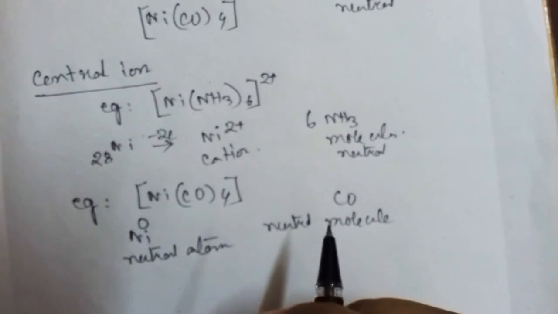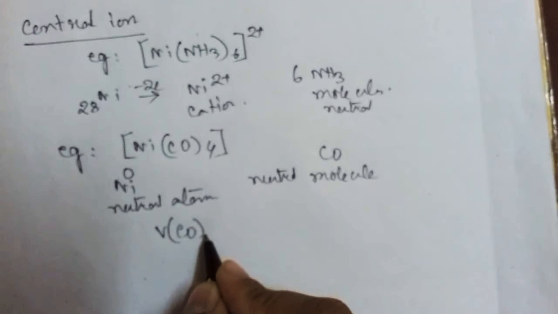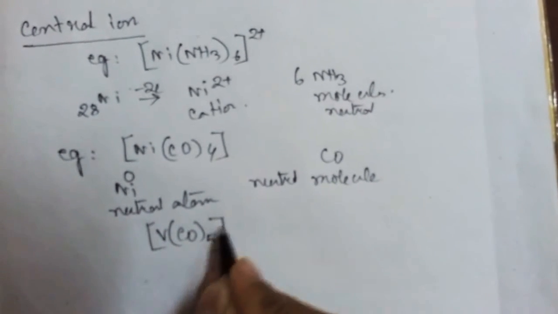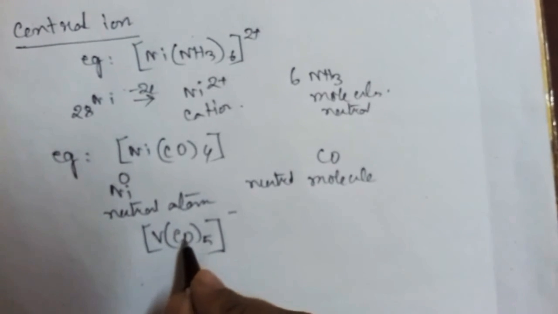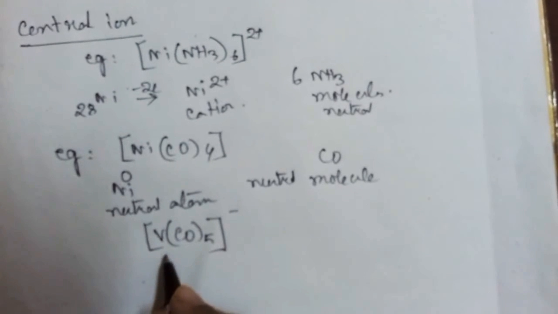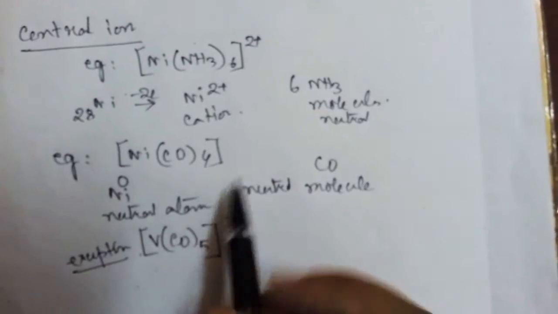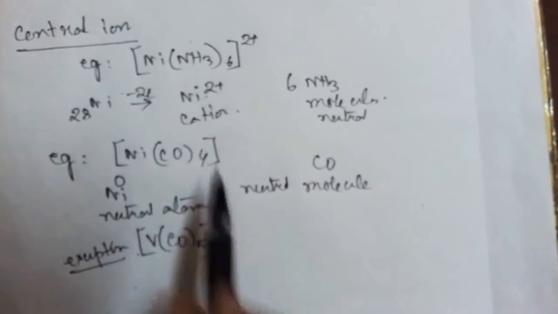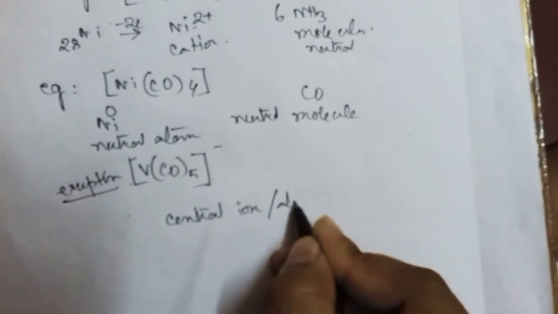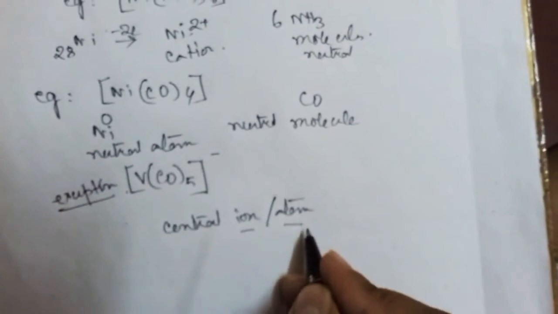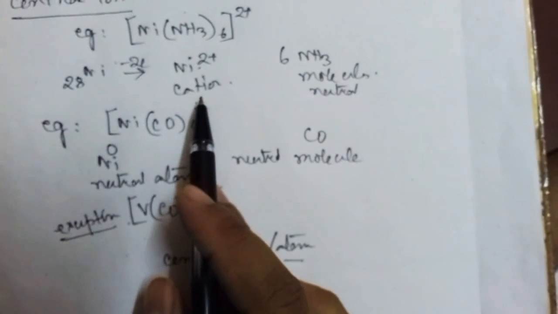They are very small in number, just like vanadium pentacarbonyl, vanadate ions. Vanadium is in the -1 oxidation state. These are some exceptions, and they are so rare that we can find them only occasionally. Okay, so now we can see the central ion or central atom can be ions or atoms. So now, cations are forming, right, that there are cations.